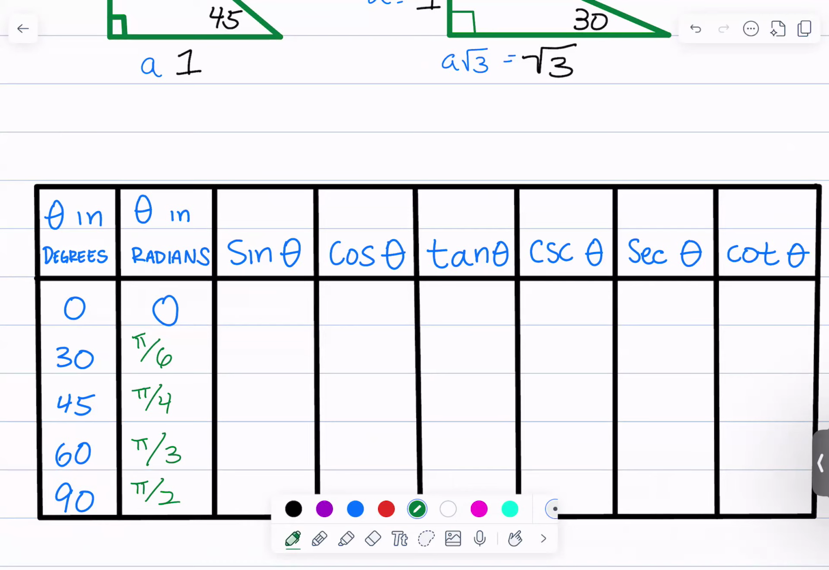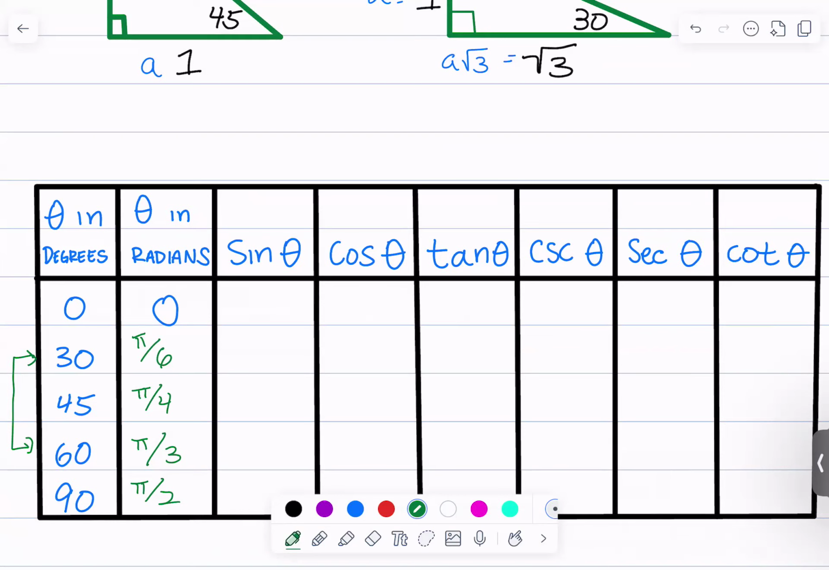Okay? That you know that when it's pi over 6, it's going to be 30 degrees. When it's pi over 4, it's going to be 45. When it's pi over 3, it's 60. When it's pi over 2, it's 90. Okay? And today what we're going to do is we are just going to fill in these 3 rows. Okay, later on, we're going to fill in the 0 and the 90.